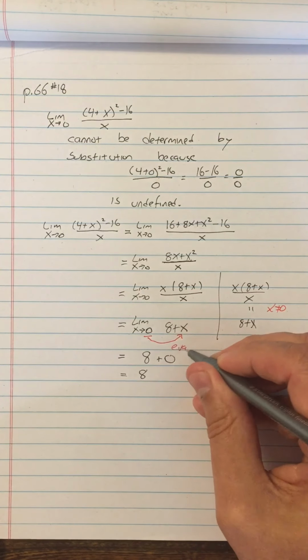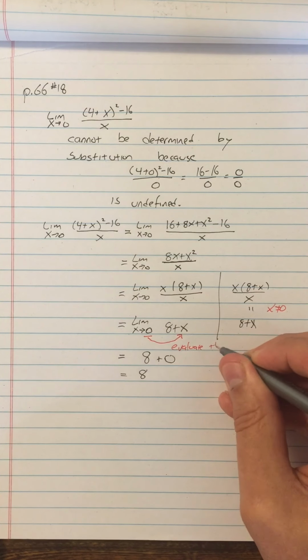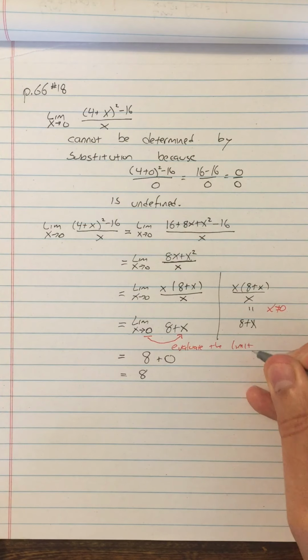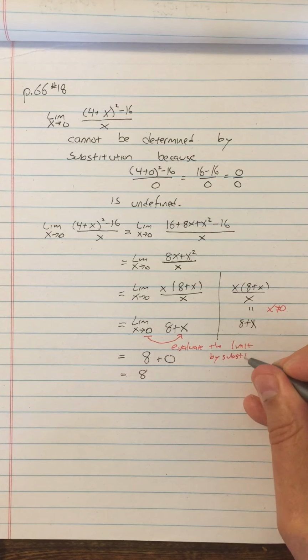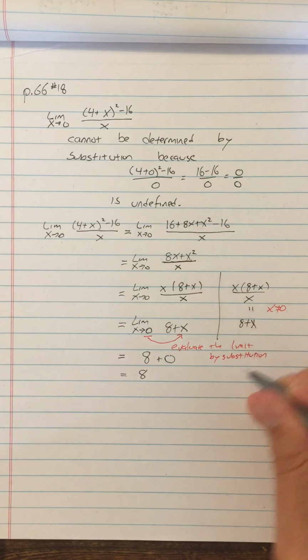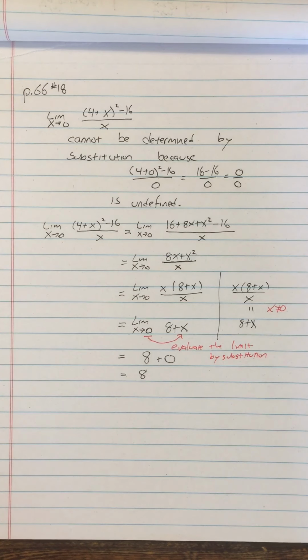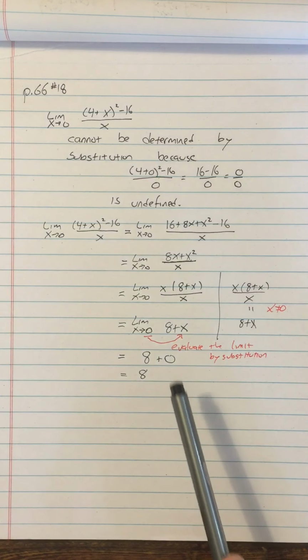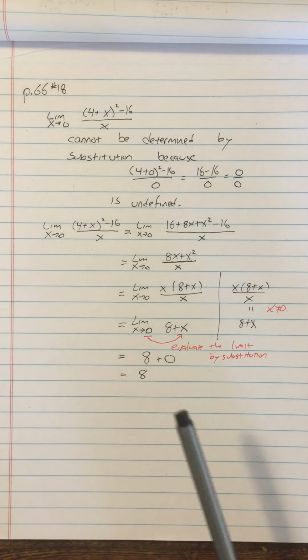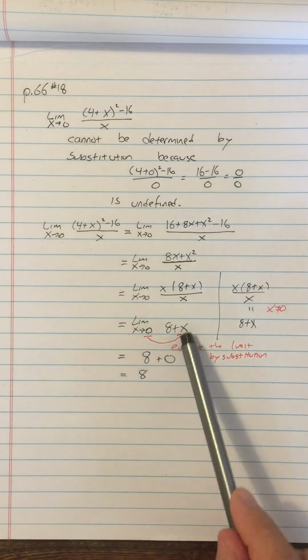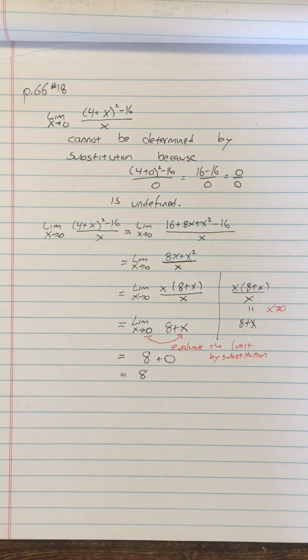All right, so in this step, what we did is evaluate the limit by substitution. And that's why at that point it stops being a limit. All right. Now, did I have to necessarily write 8 plus 0 here? I don't have to, but it helps clarify exactly what I'm doing. That I substituted 0 for the x, that's evaluating a limit by substitution.